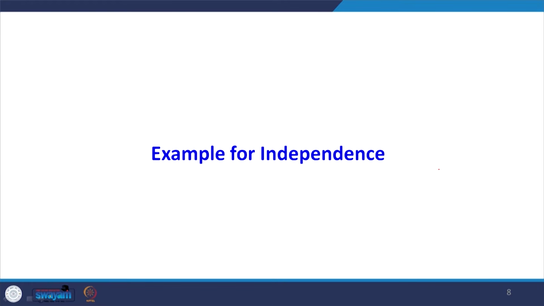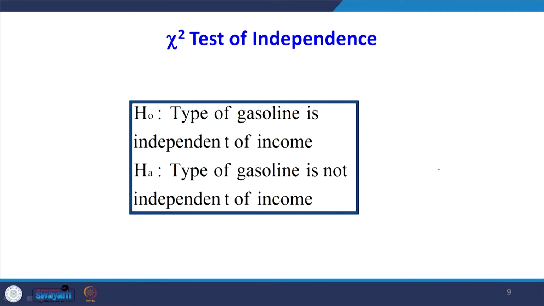We will take an example using the theory which I have taught you so far. We will solve a problem of test of independence. Before starting any hypothesis testing problem, the first step is to write the null hypothesis. The null hypothesis is that the type of gasoline is independent of income. The alternative hypothesis is that the type of gasoline is not independent of income.